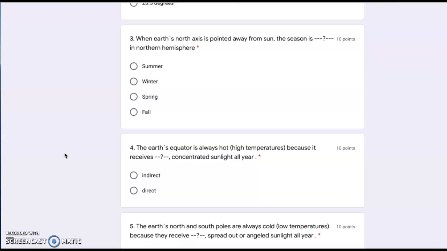Number 4. The Earth's equator is always hot, high temperatures, because it receives blank, concentrated sunlight all year. Indirect or direct?